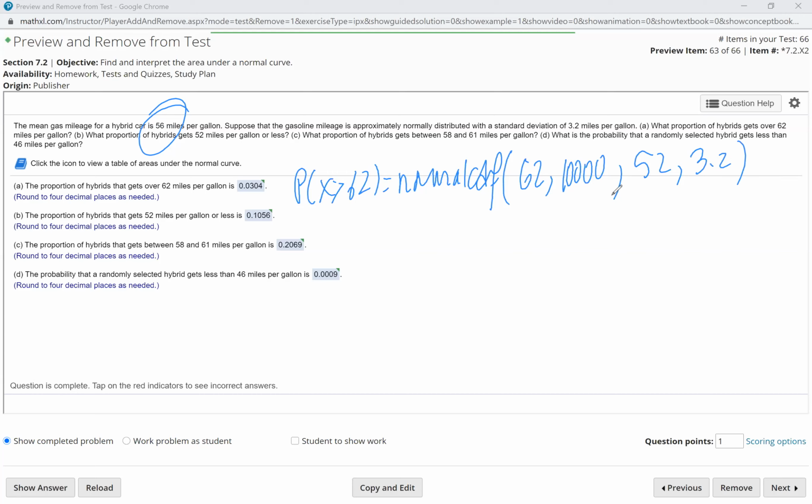What proportion of hybrids gets 52 miles or less? Less than 52, you just do the same thing. And I'm almost done.